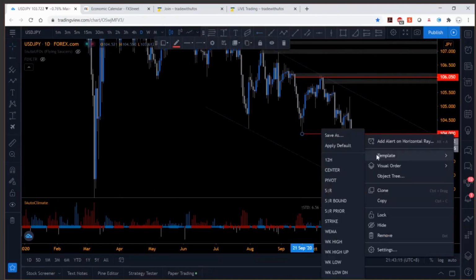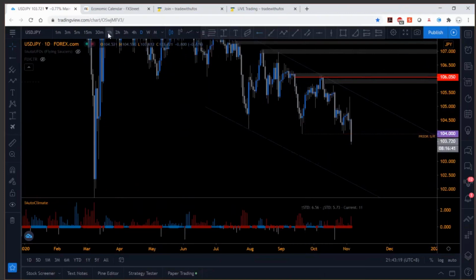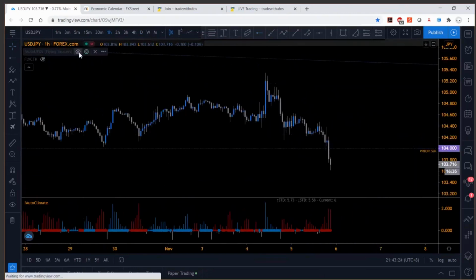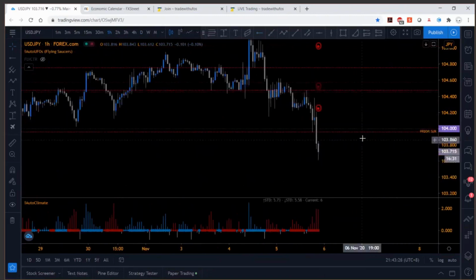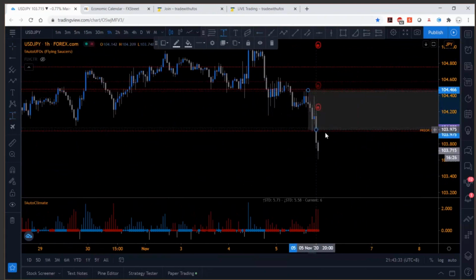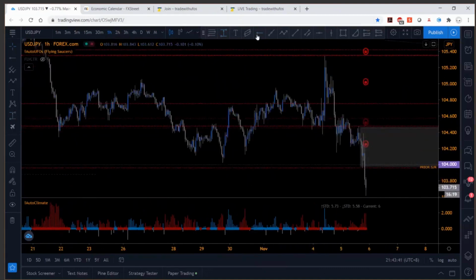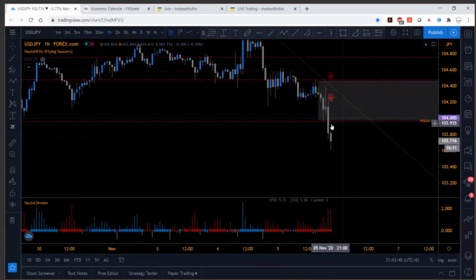If we get back to 104, then that would be a good area to get short. And if we just turn on the UFOs here, that is also the area that the auto UFOs is helping us to identify. Okay, so again, trend is down, right? Movement of prices is down, so we're looking for shorting opportunities, and that's on the 1 hour time frame.